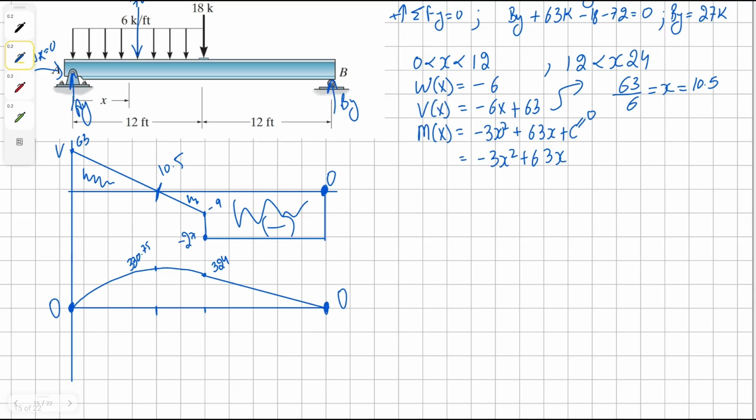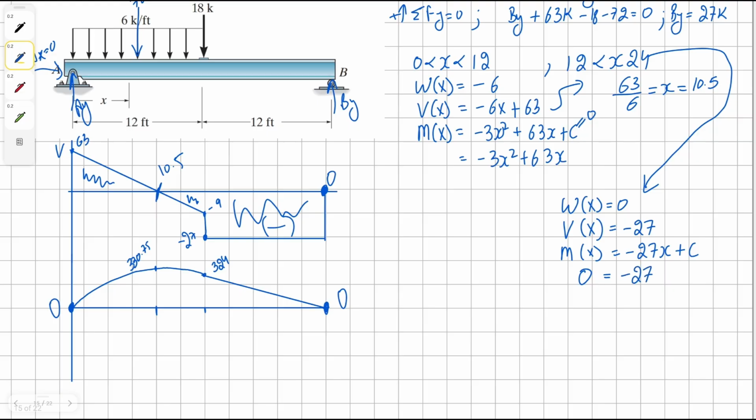But for our second half, we know that our load equation is 0. Our shear equation is simply negative 27, and from that our moment equation is going to be negative 27x plus c, our constant. And in this case, we know that when our moment is 0, our x is 24. And solving for c, we get a solution as 648.